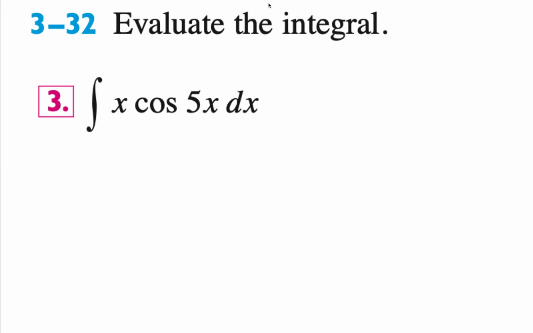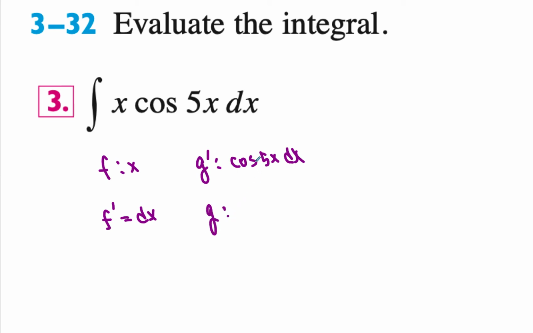A few examples for the integration by parts. So the first question, number 3, here we have the integral of x cosine of 5x dx. So how are we going to do it? If I set f as x and then g prime as cosine of 5x dx, then you can see that f prime becomes simply dx, and then g, the integral of this one, now becomes sine of 5x over 5.